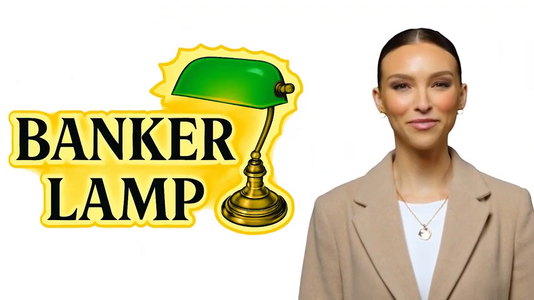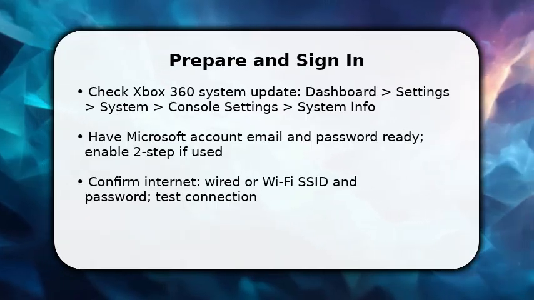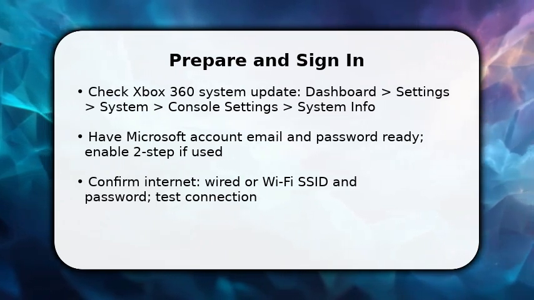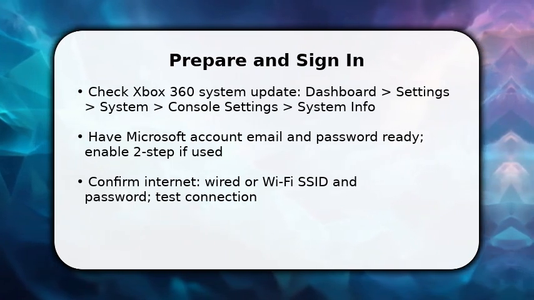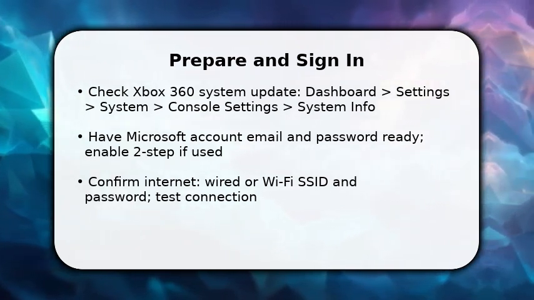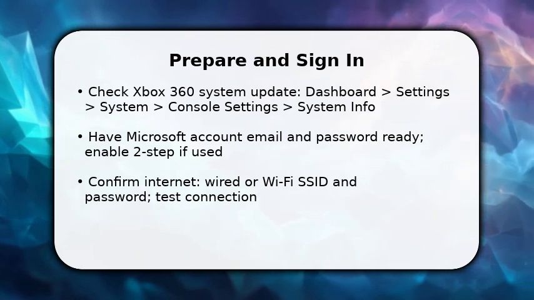Please enjoy the video. You start by updating and signing in. Power on the Xbox 360, go to System Settings and confirm the console shows the latest available system update. This unlocks current Xbox Live protocols.